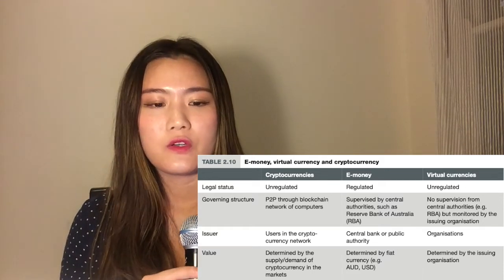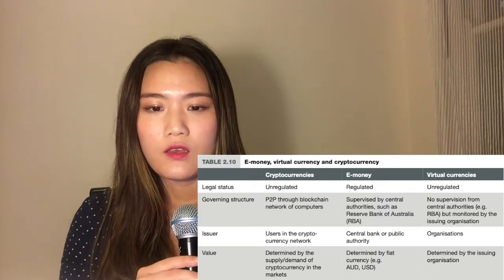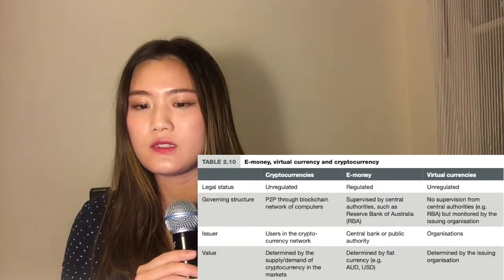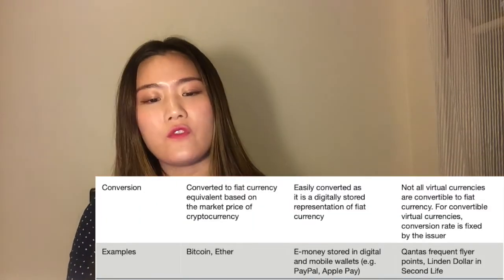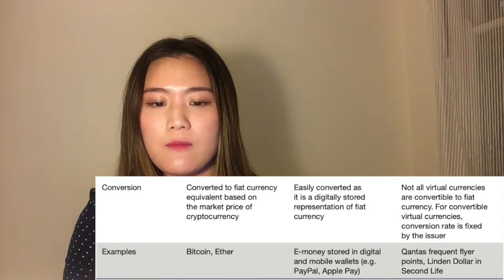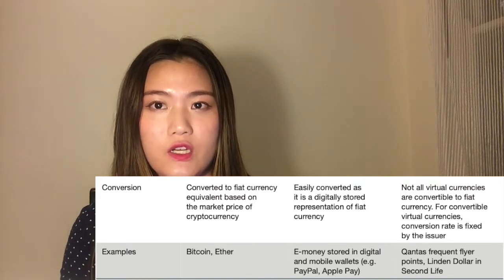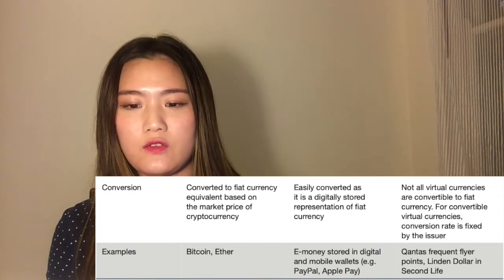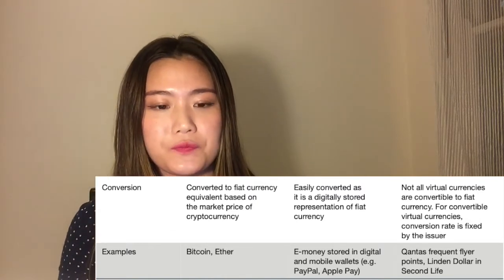The value of cryptocurrency is determined by the supply and demand of cryptocurrency in the market. For e-money, it is determined by the fiat currency, and for virtual currencies, it is determined by the issuing organization. Cryptocurrencies are converted to fiat currency equivalent based on the market price of cryptocurrency. E-money is easily converted as it is a digitally stored representation of the fiat currency. But not all virtual currencies are convertible to fiat currency. So for convertible virtual currencies, the conversion rate is fixed by the issuer.